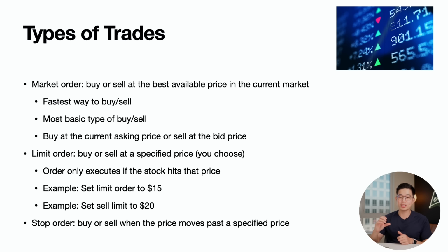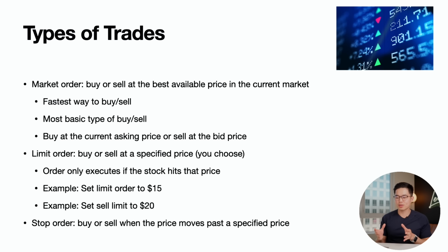So basically, the current price as of right now. It's the fastest way to buy or sell, and it's the most basic way to buy and sell stocks. So essentially, you're buying at the current asking price or you're selling at the bid price. Now, on the other hand, with a limit order, this is when you're buying or selling at a specified price that you get to choose.